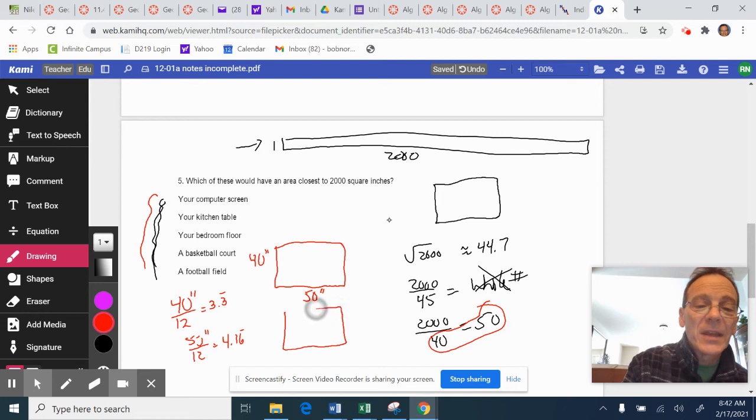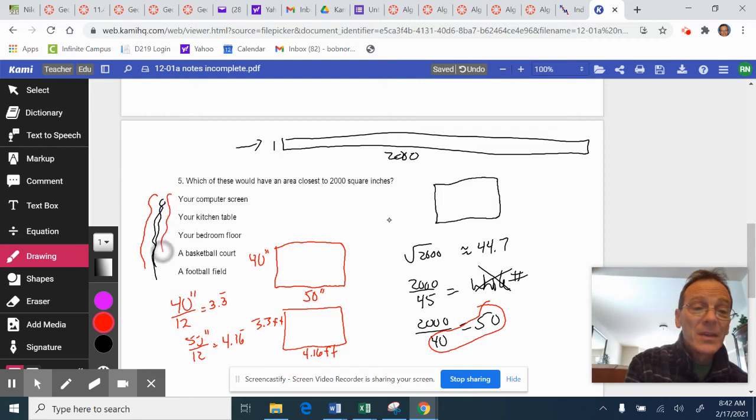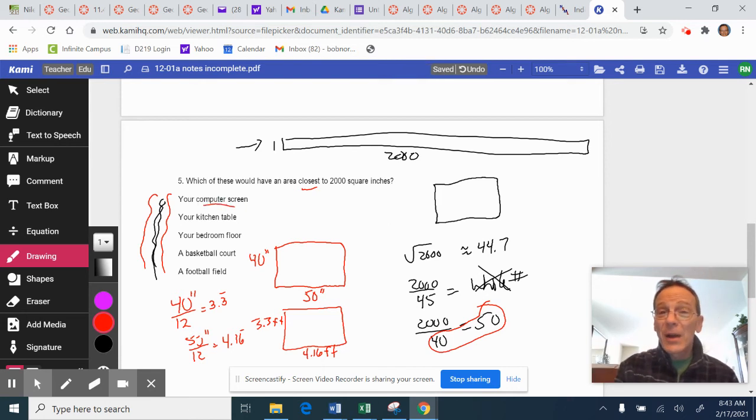So let's redraw the rectangle. 3.3 feet by 4.16 feet. Now I think you can judge which one of these shapes has an area that's closest to this. Notice it says closest, not exactly. Your computer screen, 3 feet by 4 feet? Come on, your computer screen is barely 1 foot wide, and it's not even 1 foot tall. Your kitchen table? Kitchen tables vary in size quite a bit, I understand. But a kitchen table is much more likely to be 3 feet by 4 feet than your computer screen.